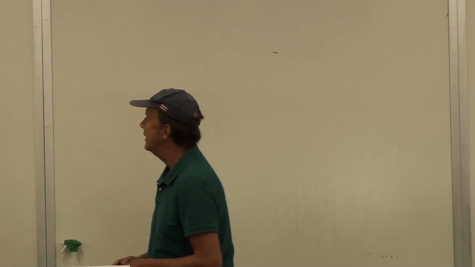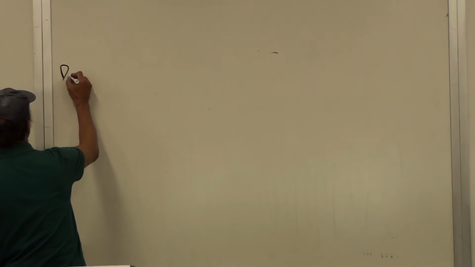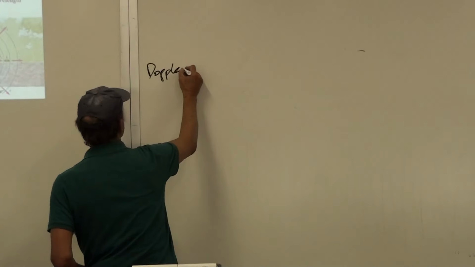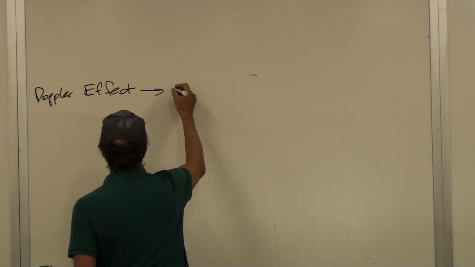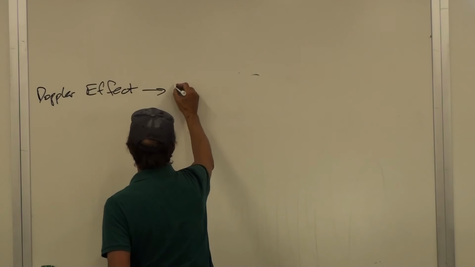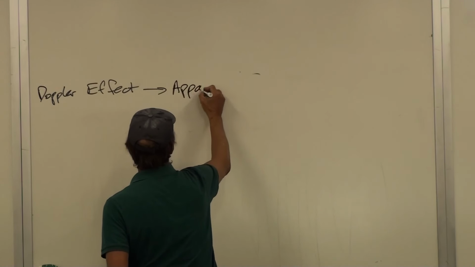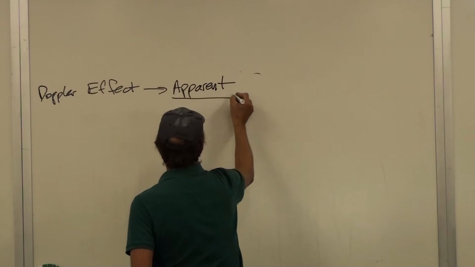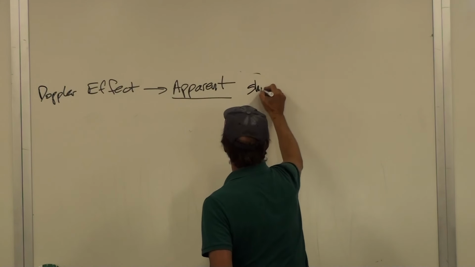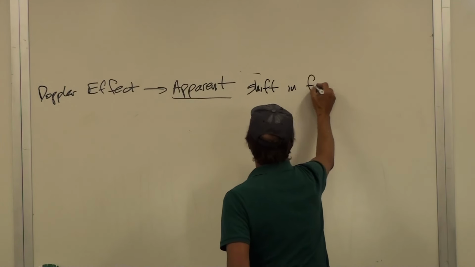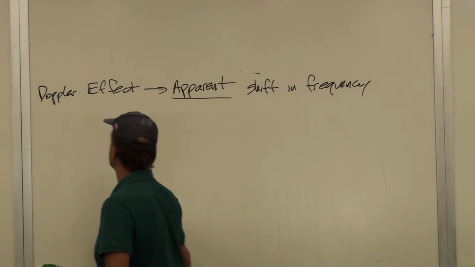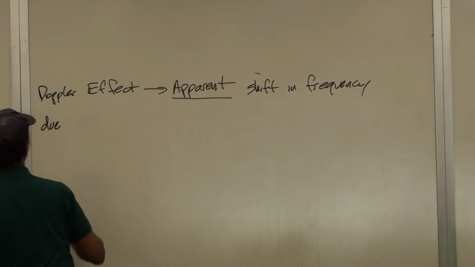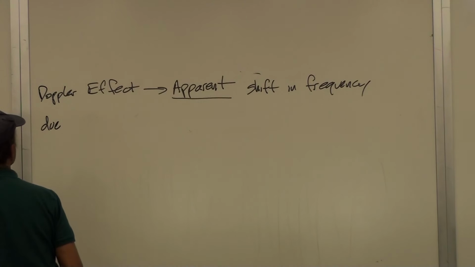Okay, so let's do this for sound then. And so we'll define the Doppler effect as being the apparent, underline that word, shift in frequency due to relative motion between the source and the observer.